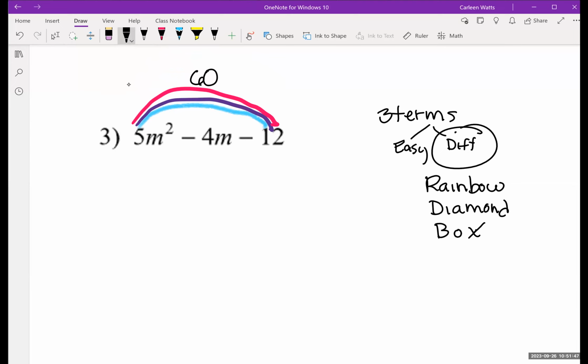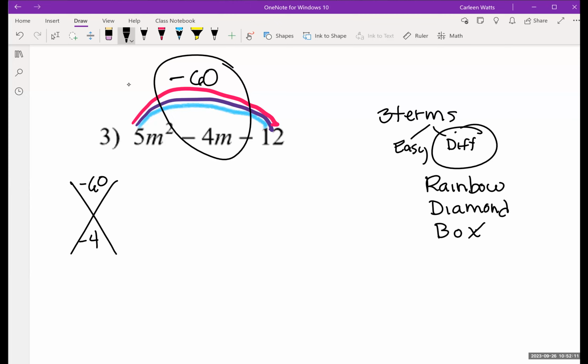5 times -12 is 60? Ah, -60. Okay, thank you. Okay, that is the rainbow step. You don't have to use all those colors. Now I make a diamond with -60 and -4.